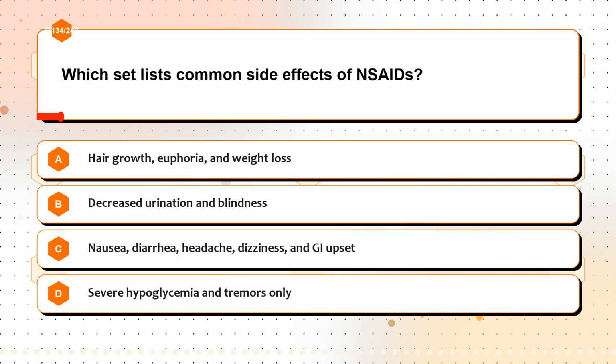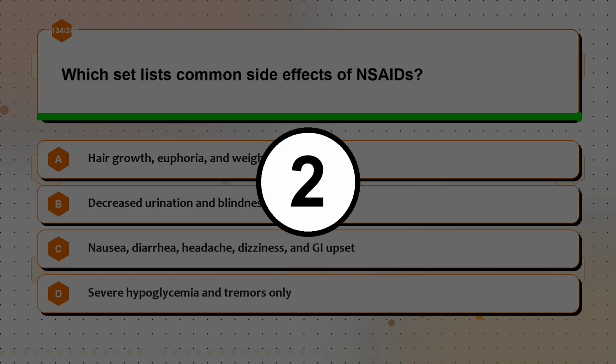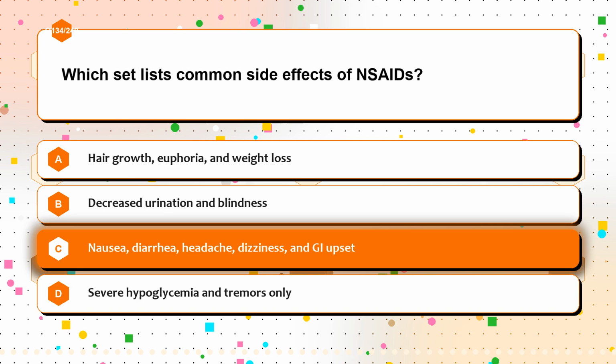Question 134. Which set lists common side effects of NSAIDs? Here are the options. Option A, hair growth, euphoria, and weight loss. Option B, decreased urination and blindness. Option C, nausea, diarrhea, headache, dizziness, and GI upset. Option D, severe hypoglycemia and tremors only. The correct answer is option C, nausea, diarrhea, headache, dizziness, and GI upset.